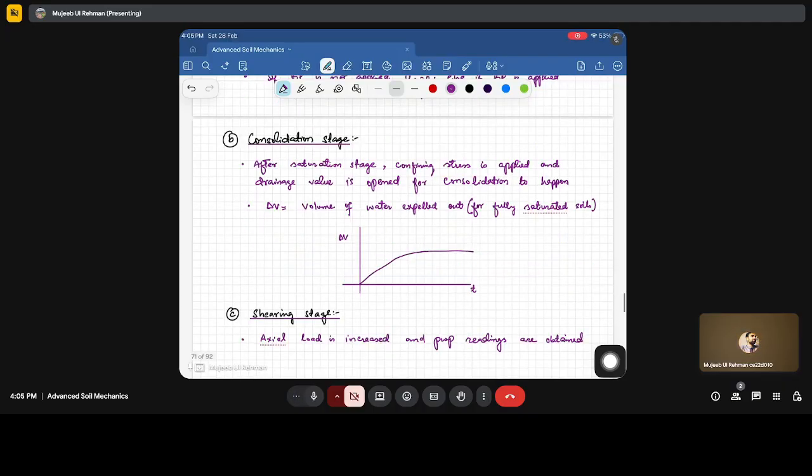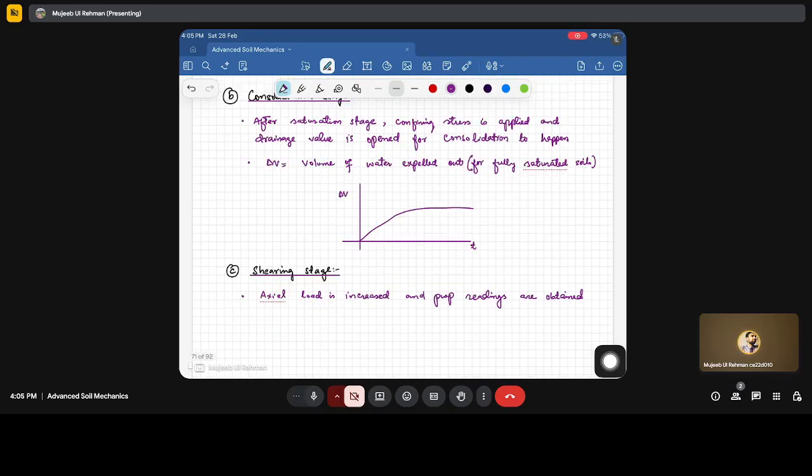Consolidation stage. After the saturation stage, the confining stress is applied, which is a user defined value, and then the soil is allowed to consolidate. During consolidation, water will come out, and when this volume of water becomes constant, we stop the consolidation stage and go for the shearing stage. Depending upon the field condition we want to study for the field soil sample, we can do the drained or undrained test, where the axial load is increasing and the condition will be drained or undrained.